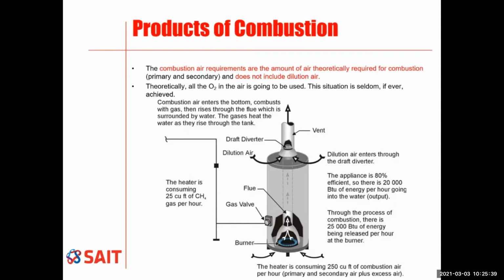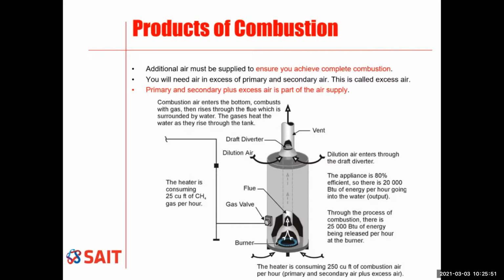Excess air is 40% of theo air, and that doesn't show it here. So, to ensure you achieve complete combustion, primary and secondary plus this excess air is part of the air supply, and we did talk about that yesterday. And you could always review that. I posted the recording on your air supply and venting D2L shell.